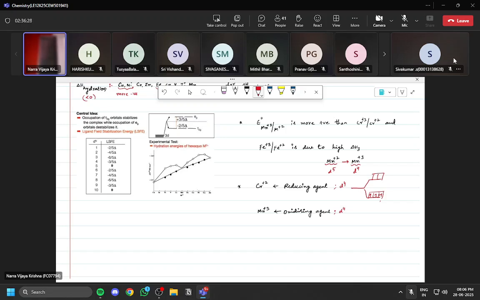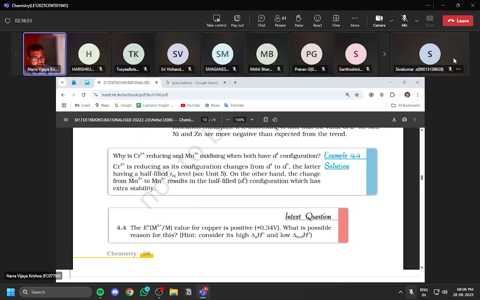Now coming to manganese. If it gains an electron, it becomes d5. If it becomes d5, it becomes half filled. Are you able to understand? If it gains an electron, it forms d5. d5 means all d orbitals have one unpaired electron. Now see the reason they have given.